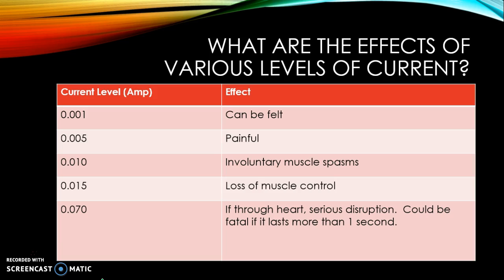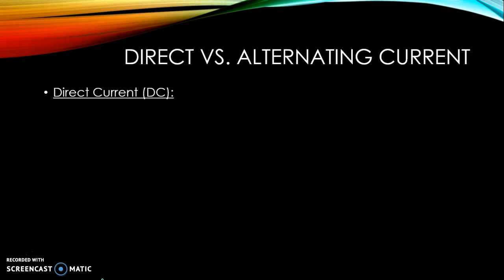So what are the effects of various levels of current? If we touch a current that's 0.001 amps, we can feel it. If it's 0.005 amps, it's kind of painful. At 0.10, we're going to get some involuntary muscle spasms, and you've felt them before, where your muscle kind of jumps a little. 0.015 is a loss of muscle control. And anything that's 0.070 amps or greater, if it goes through our heart, we could be in some serious trouble. So what is it that affects us? It's the current.